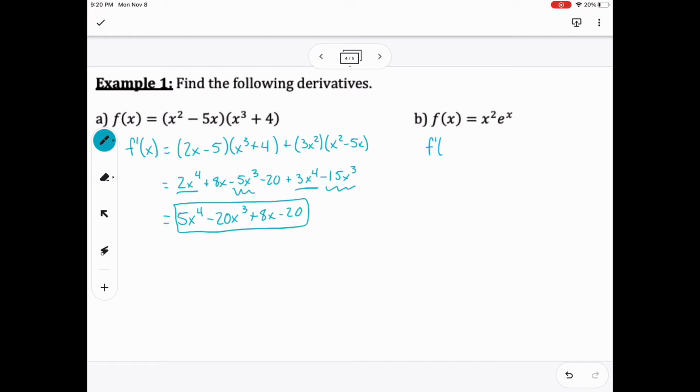For letter B, I'll do the same thing. Remember that the derivative of e to the x is e to the x. So I take the derivative of the first, which is 2x times e to the x, plus e to the x times the second, or the first. And then I can factor out an e to the x. Leaves me with x squared plus 2x. And then from here, I can actually factor out an x. So I can get x times e to the x times x plus 2. And that would be my final answer.